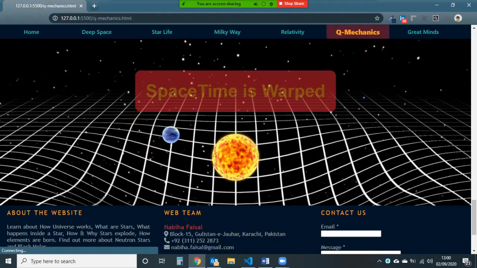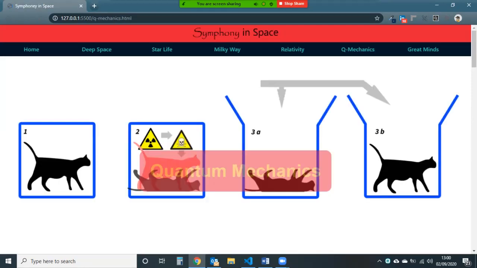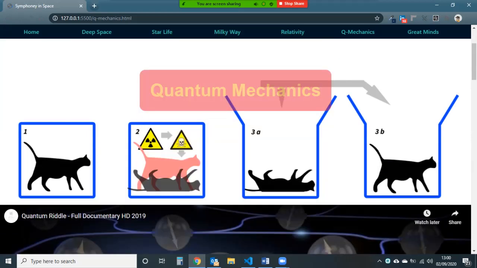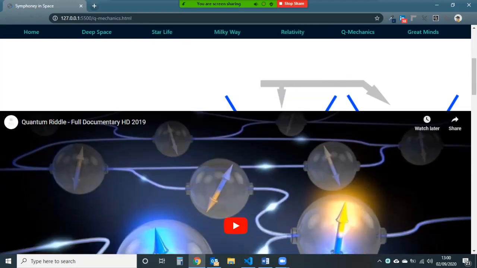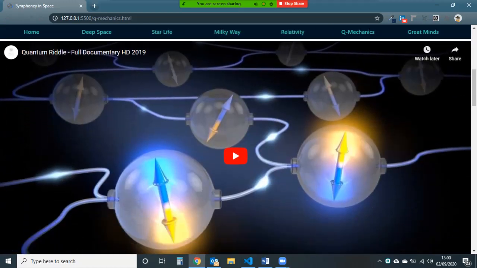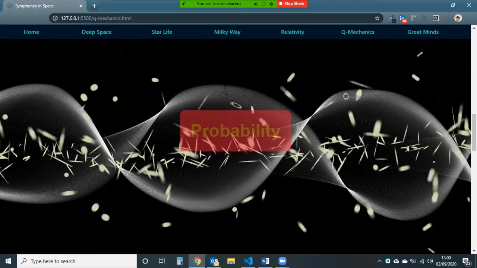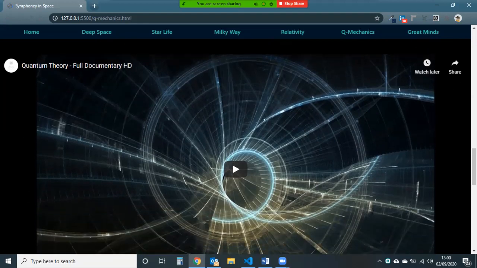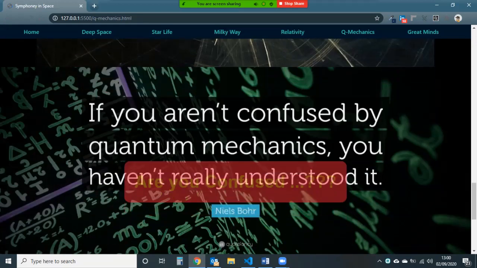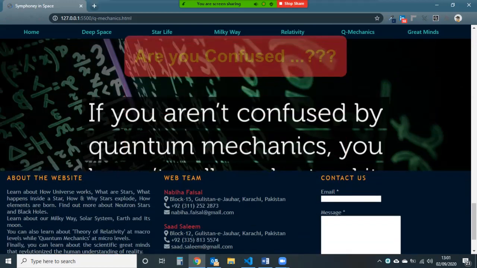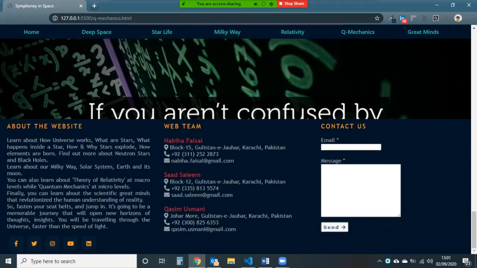Then there is quantum mechanics, even more difficult to understand. Even Einstein found it very hard to understand and then accept it. Actually, he was in a denial, and to his last breath, was not accepting that this could be true. But over the period of time, science has proved that it is true actually. So this is about quantum mechanics. There's another video on quantum mechanics. Then Niels Bohr's statement that if you aren't confused by quantum mechanics, you haven't really understood it. And there's again the footer.